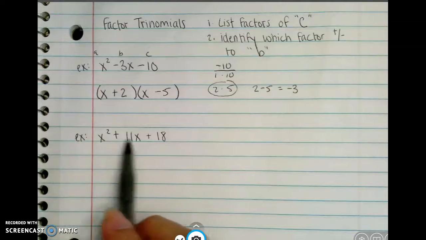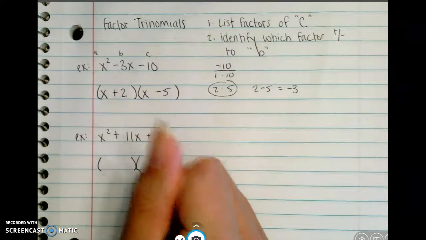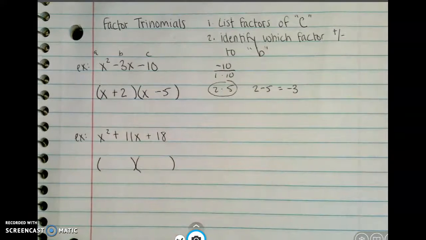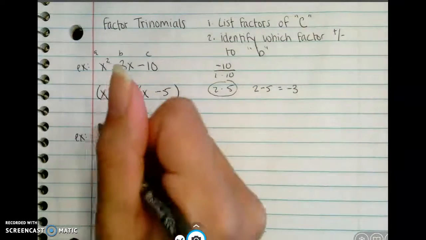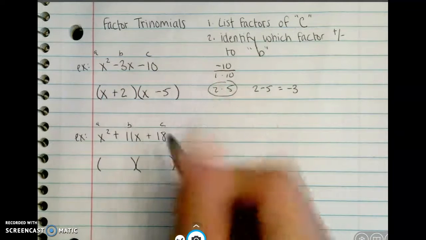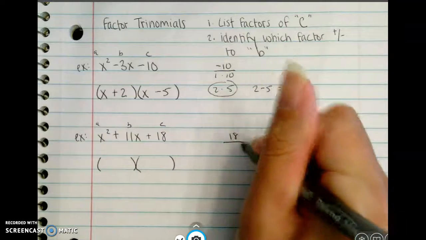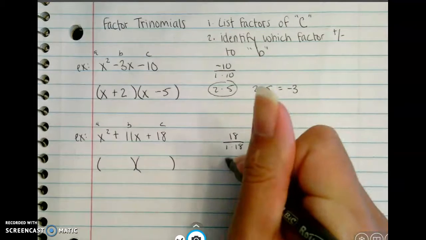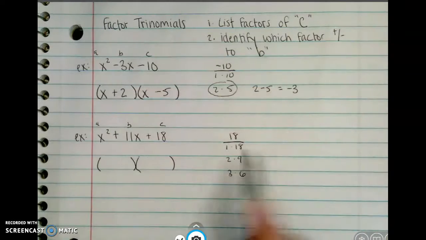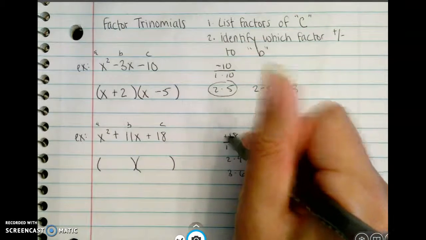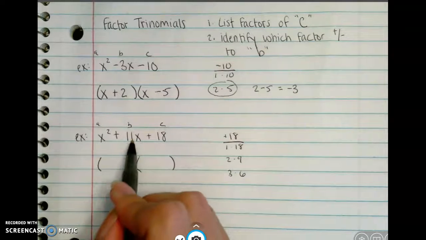And in our last problem, again, we have our trinomial. So we're going to be factoring it into two binomials, and we're going to follow the steps. We're going to list the factors of C. So C in our problem is 18. So I'm listing the factors of 18: 1 times 18, 2 times 9, and 3 times 6. And because it's a positive, I'm looking at what adds to be 11.